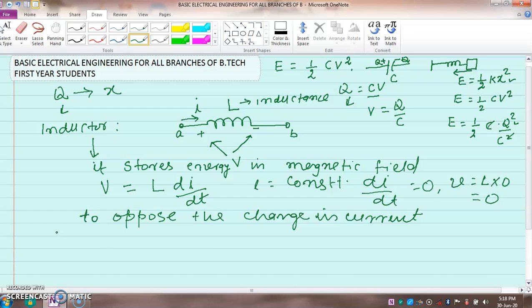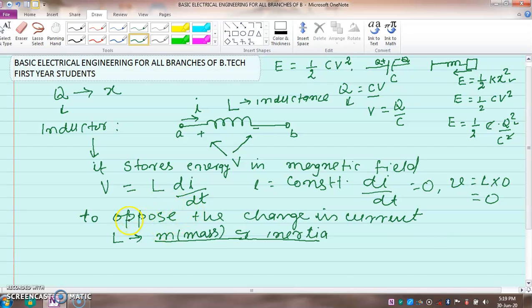So the inductance opposes the change in the velocity of flow of charge, that is, the change in current. So inductance is analogous to mass or inertia. L is analogous to M, the mass of a mechanical system, or inertia. These are the two properties of a mechanical system that also oppose the change in velocity.